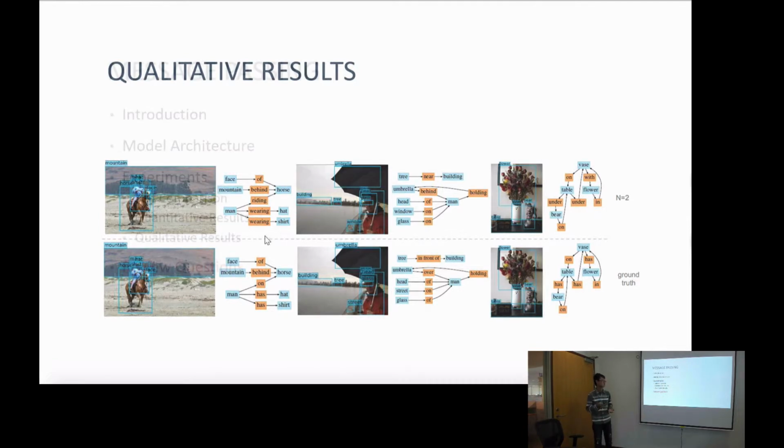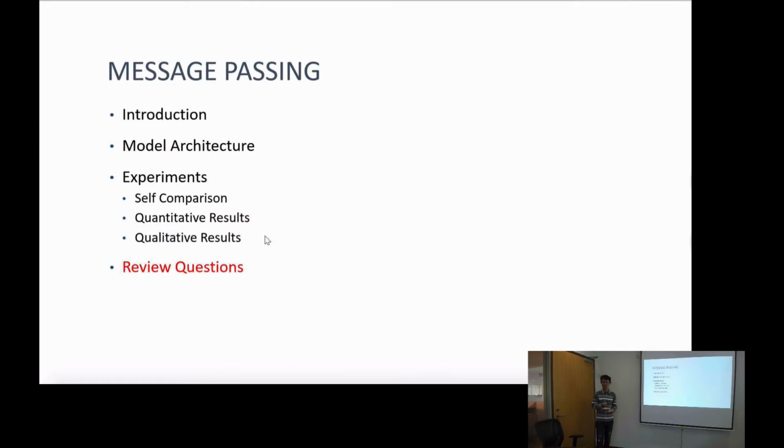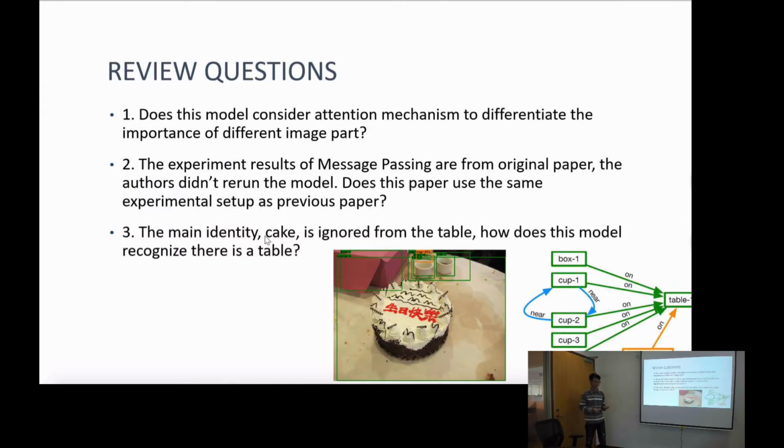Okay, that's all. So I turn to the review questions. The first question is, for Jing Yao's paper, Jing Yao uses a bidirectional LSTM. LSTM is a kind of recurrent neural network. However, a recurrent neural network pays much attention to the last input and pays less attention to the first input. So my question is, does this model consider an attention mechanism to differentiate the different importance of the different inputs?